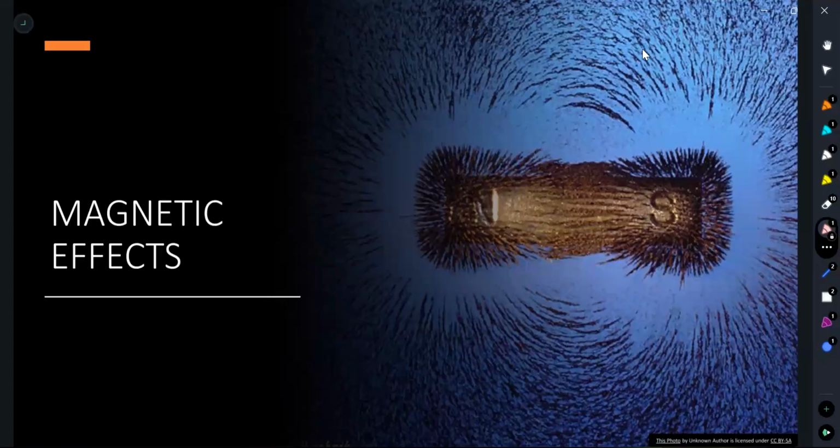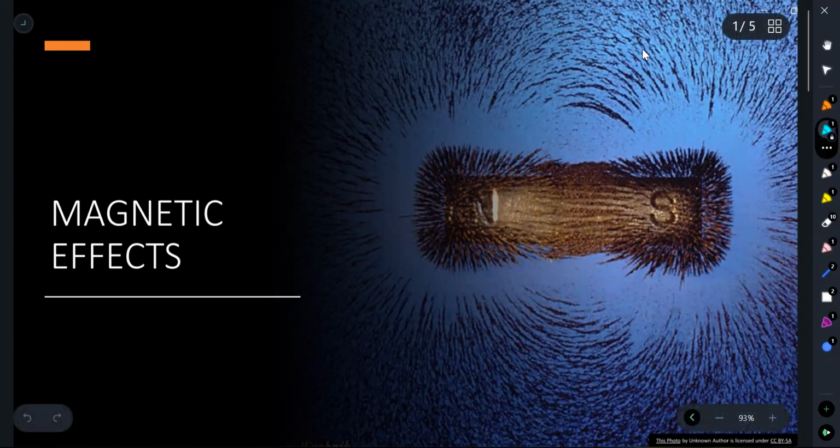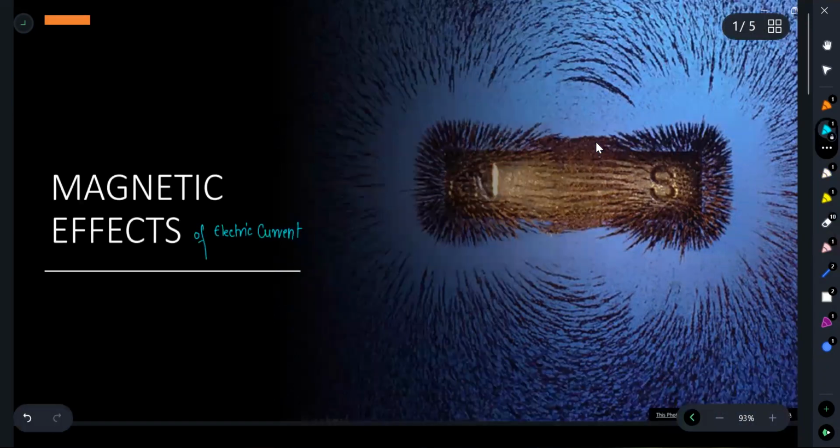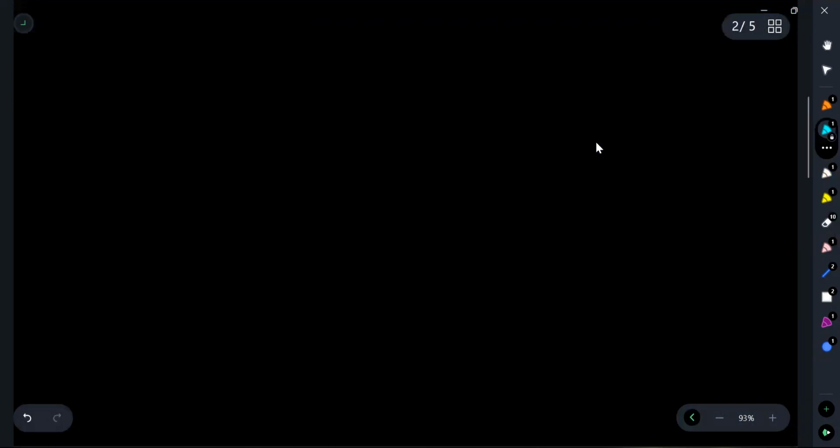So we are starting with magnetic effects of electric current. Electric current. But before that, let's try to understand what are magnetic effects. So, let's start. आप सबने मैग्नेट अपनी लाइफ में कभी ना कभी देखा होगा, ठीक है?